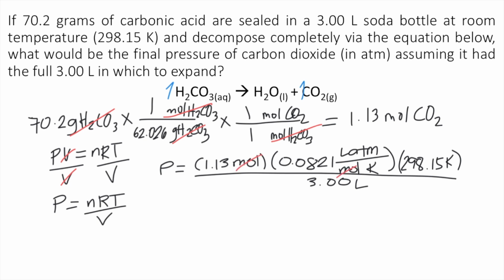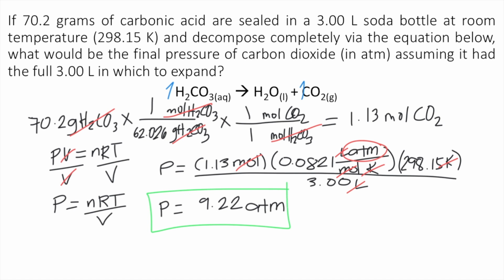So let's see how the units cancel out. The moles will cancel, the liters will cancel, the Kelvin would cancel. So the remaining unit is atm, which is the unit for pressure. So our answer must be in atm. So if you solve this in your calculator, so that's 1.13 times 0.0821 times 298.15 divided by 3, you will get approximately 9.222 atm. And this would be the answer to the question.